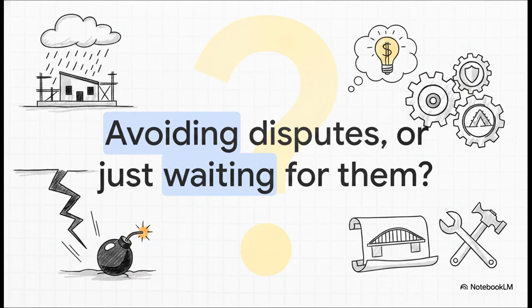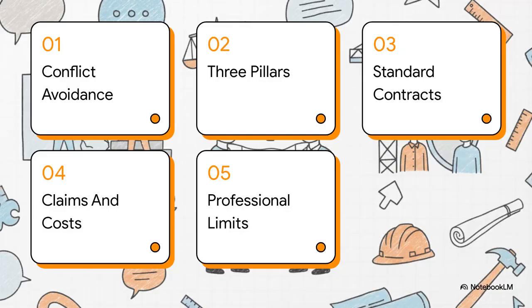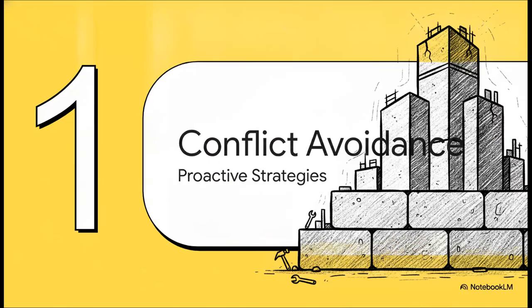We need to move from reacting to problems when they finally explode, to proactively solving them before the fuse is even lit. So here is our roadmap for this explainer, and this maps directly to the RICS competency framework. We'll hit proactive conflict avoidance, the 3 pillars of resolution, standard form contracts, navigating claims and costs, and finally, knowing your professional limits. All right, kicking things off with Section 1, proactive conflict avoidance.